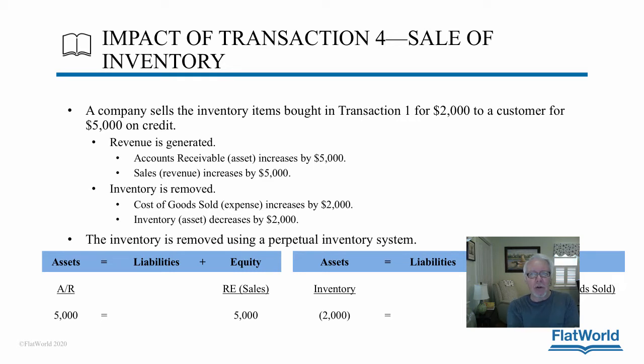Now remember, you're not going to buy some inventory for $2,000 and sell it for $2,000 or less. No, you want to make a profit, right? So you're going to buy something for $2,000, and in this case, the company makes a sale of that inventory, and they manage to get $5,000 for it.